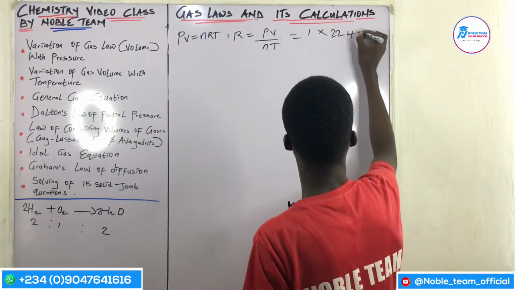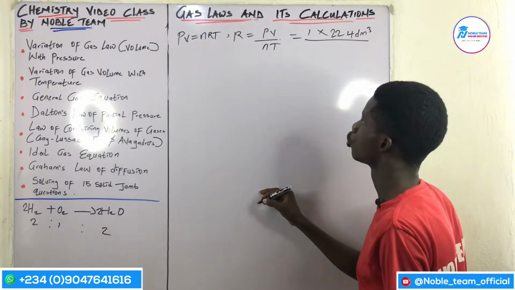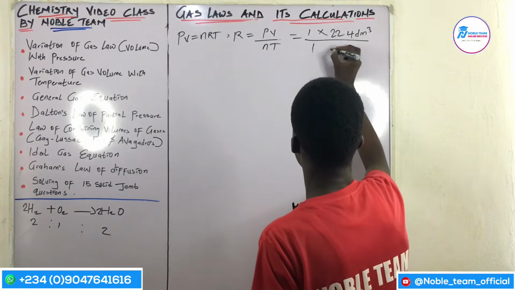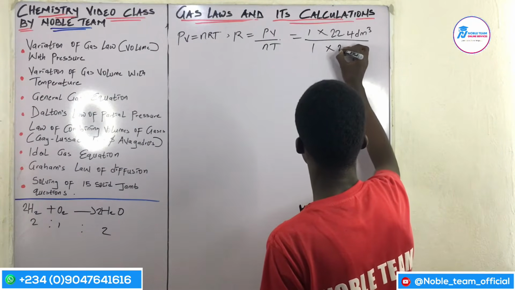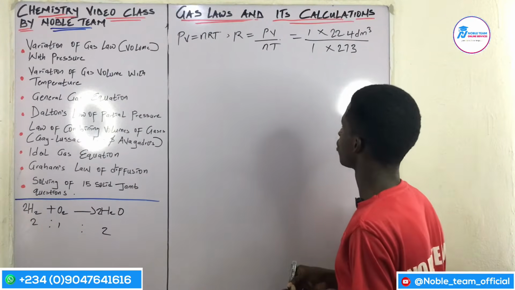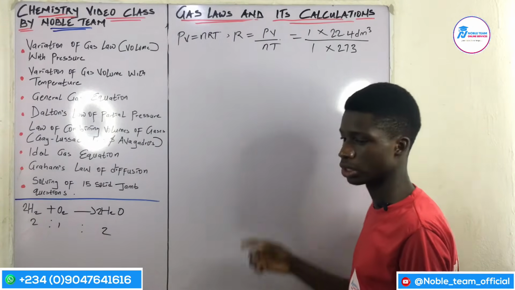22.4 dm cube. And I have the number of moles, and also I have the temperature. Number of moles is 1. I have the temperature to be what? Times 273. You understand? So let's punch this on the calculator to get the answer to this.